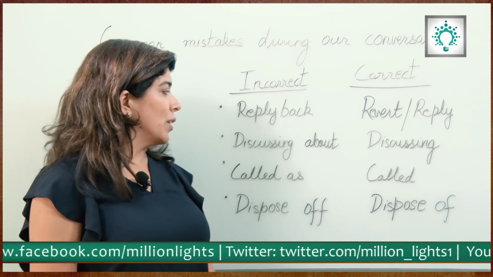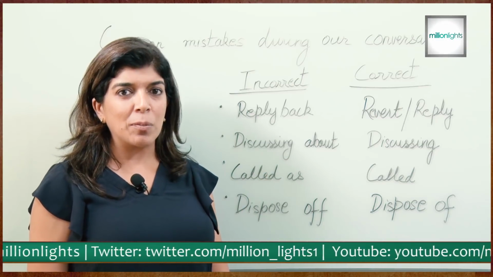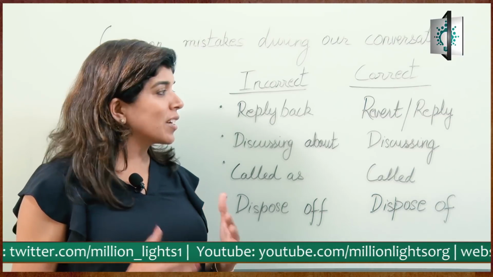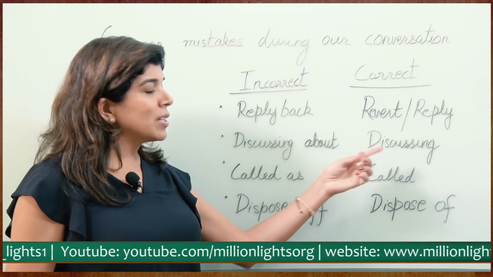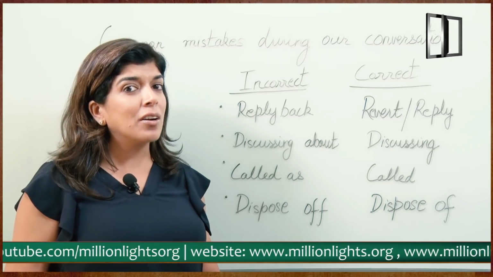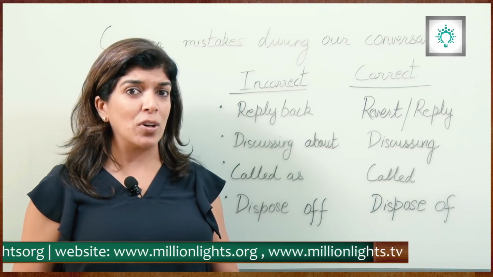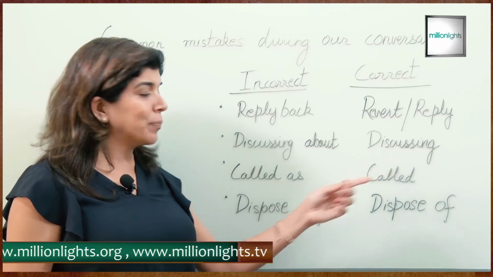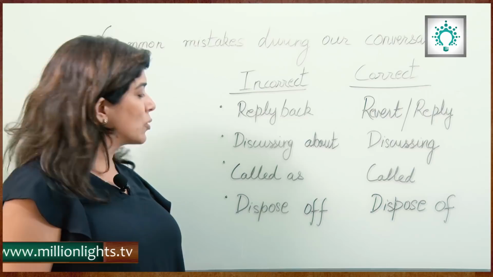Let's see the next one. Discussing about. It's a very common habit when we say to people, oh, I'm discussing about this. No, the word discussing is good enough. So I can say, for example, I am discussing with my boss how to get the new role. The incorrect way would be, I'm discussing about how to get the new role with my boss, right? So make sure each time you talk, it's discussing. Discussing about is an incorrect way to say. Let's see the next one.